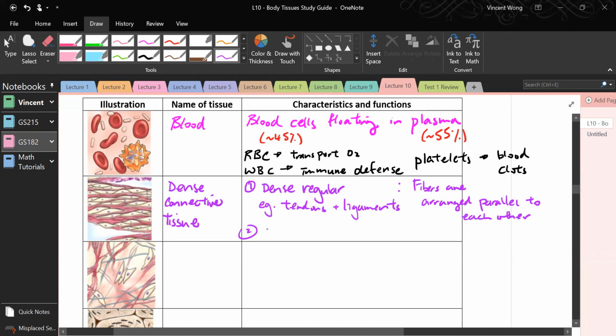The other one is what we call dense irregular, an example would be under the skin. In this case, the fibers are arranged randomly.